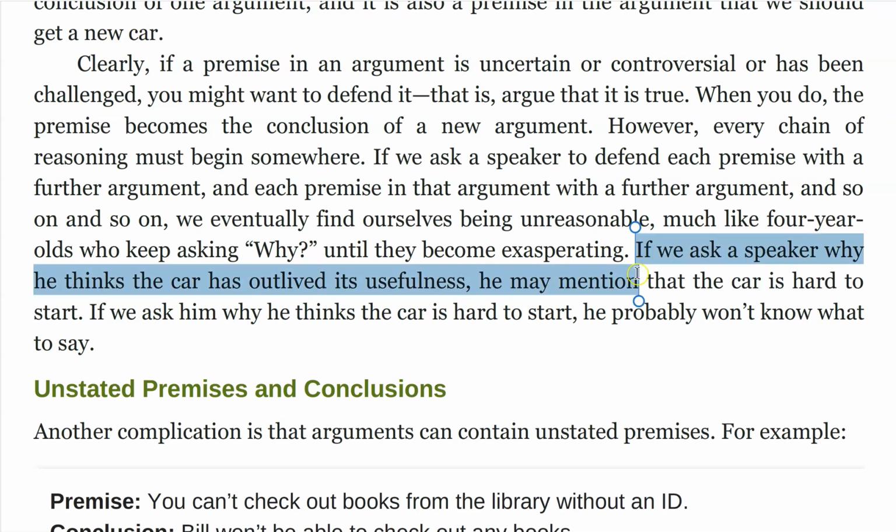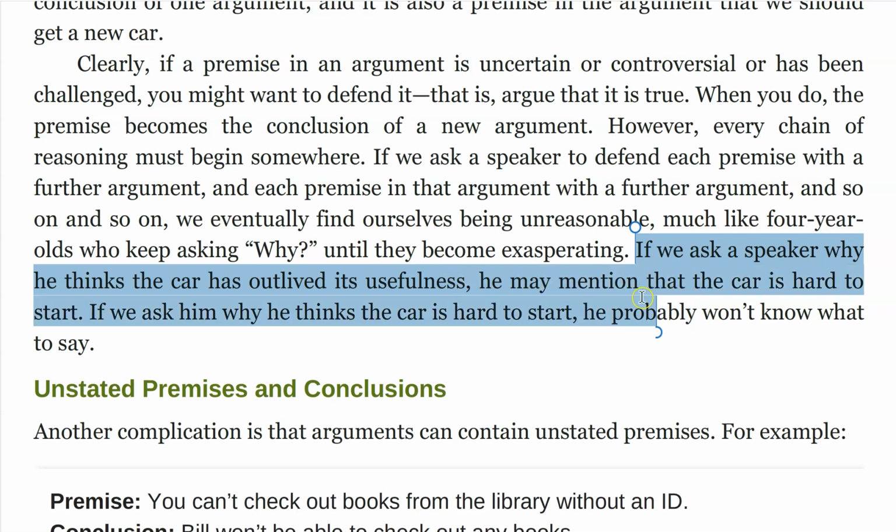If we ask a speaker why he thinks his car has outlived its usefulness, he may mention that the car is hard to start. If we ask him why he thinks the car is hard to start, he probably won't know what to say, right? At some point, we just accept it.